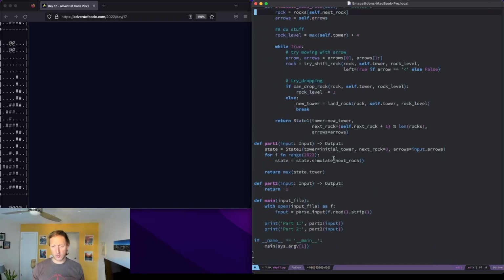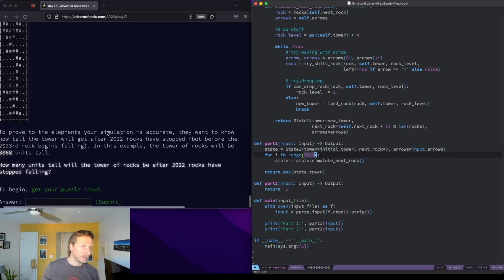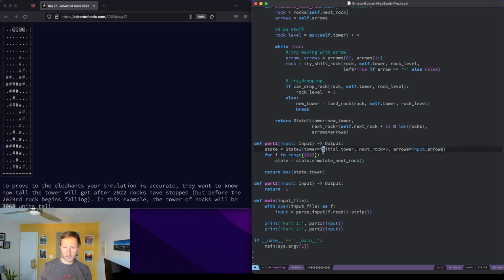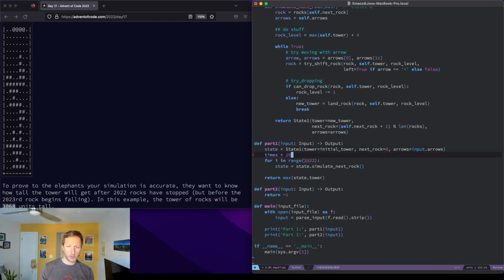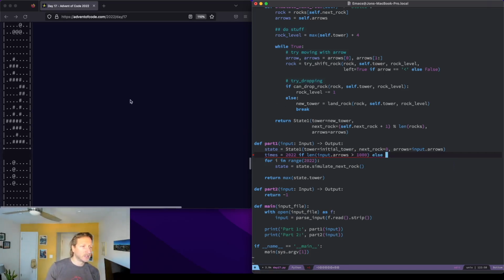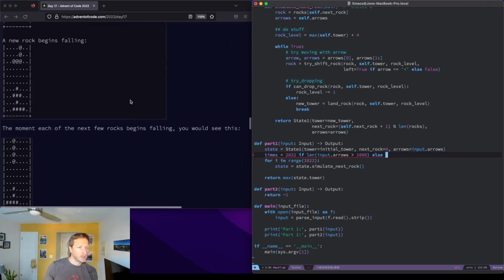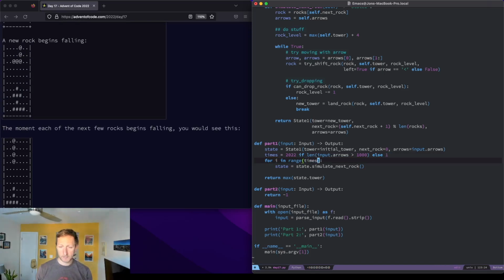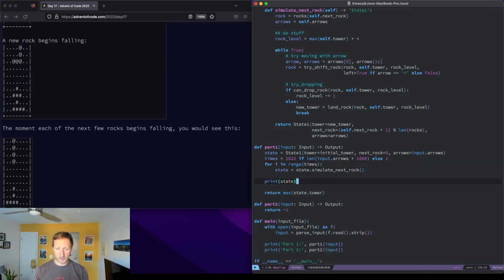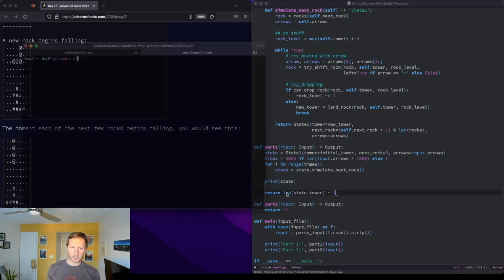And then, for the example, let's just run it. Times equals 2022 if len of input dot arrows is greater than, I don't know, 1,000. Else, how many do we want to do for the example? Let's just start with 1. Print state. Oh, and the max tower is the highest point on the tower, right? So it's the length of the tower minus 1. Okay, let's try it.